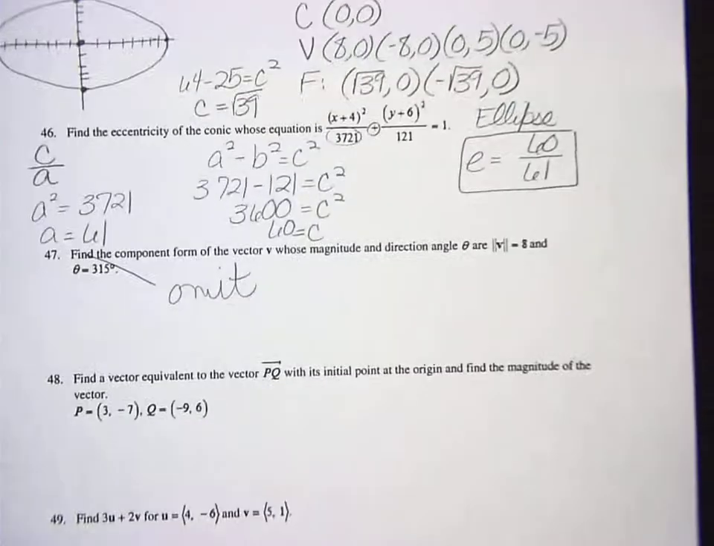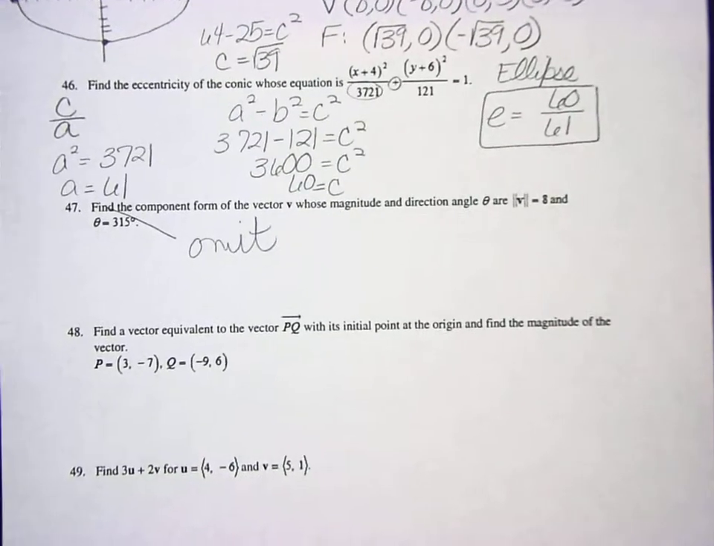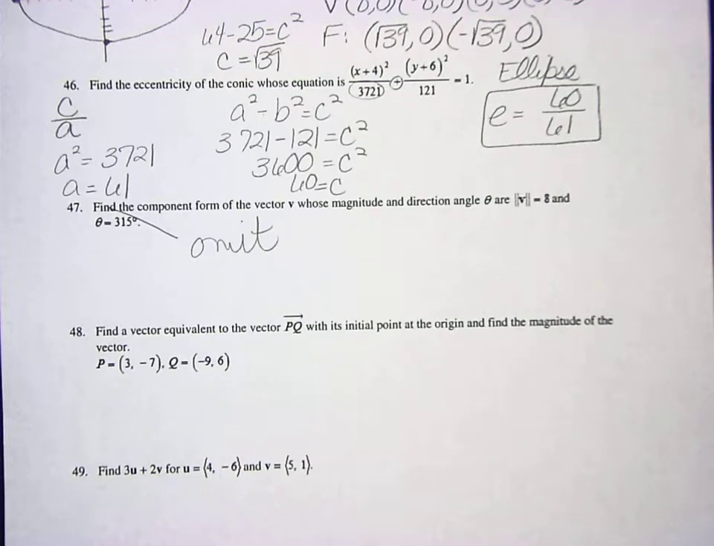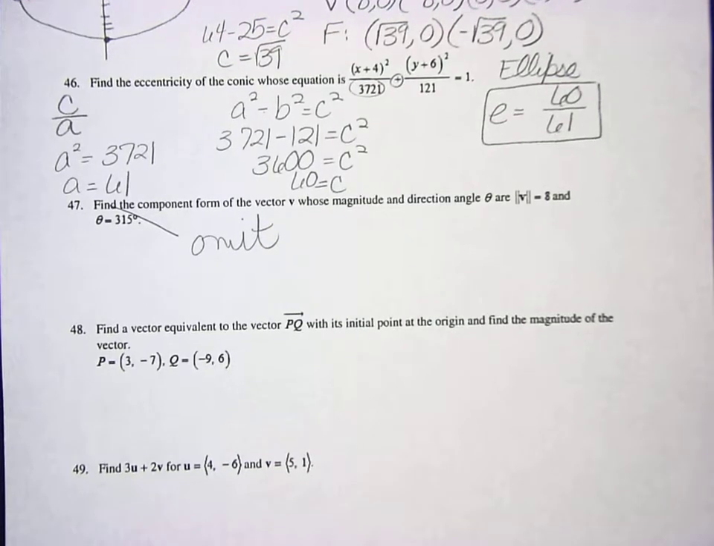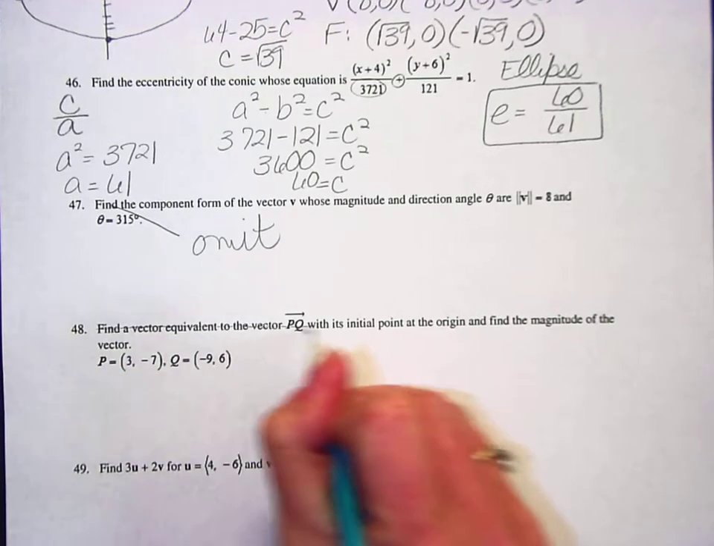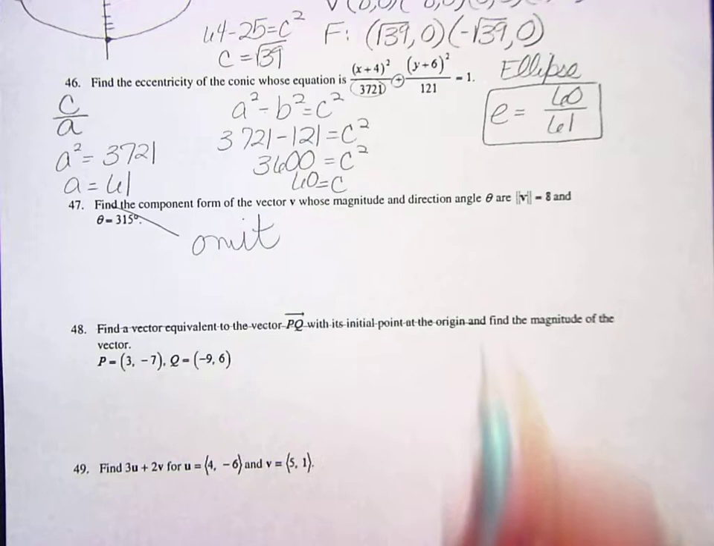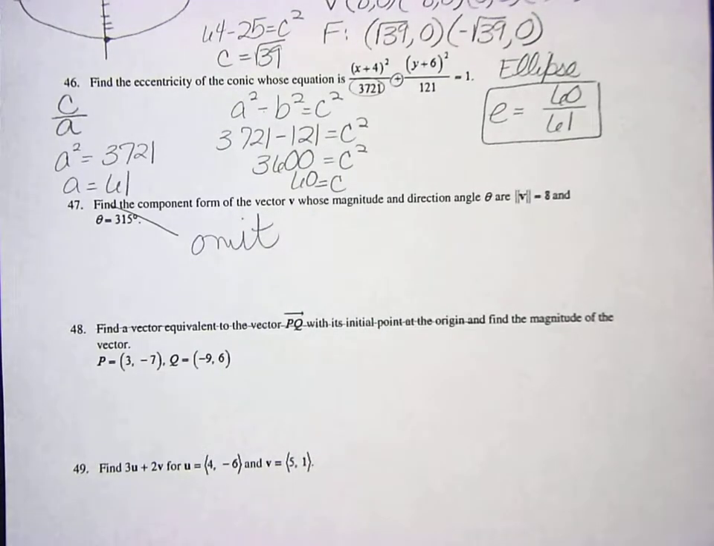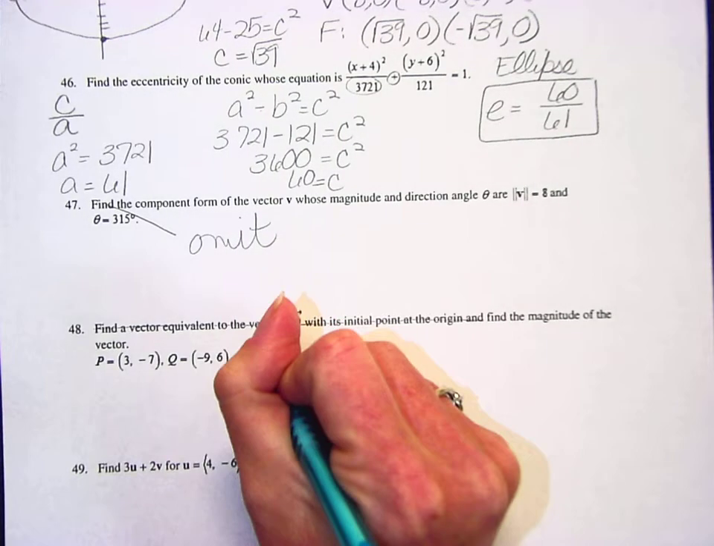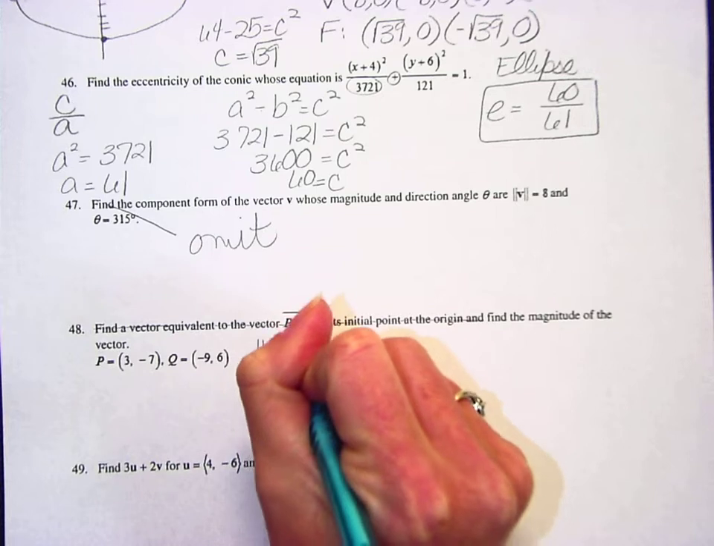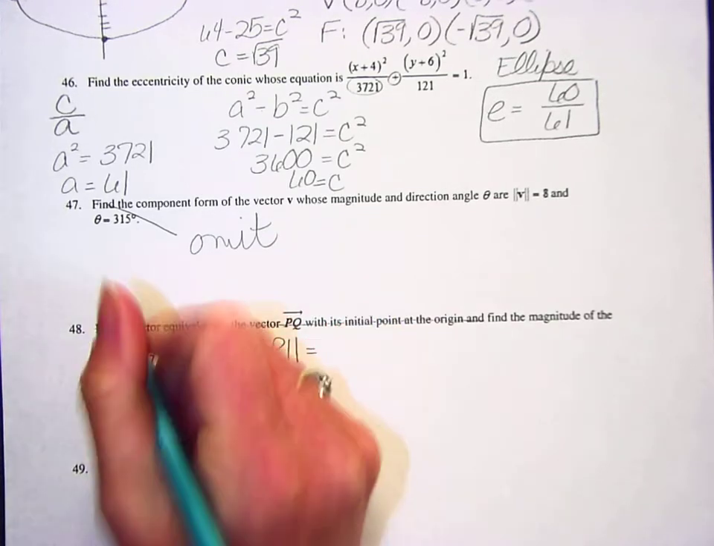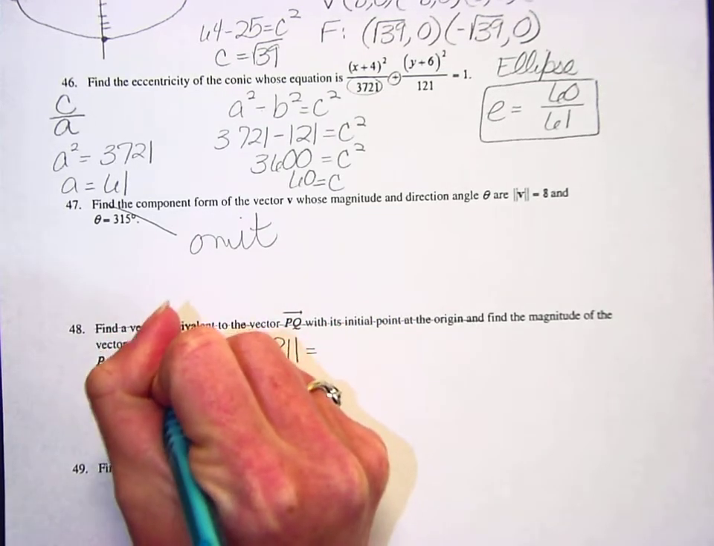All right, we're going to omit number 47. We didn't do any vectors with angles this time, so let's jump down here to 48. I'm going to find a vector equivalent to P, vector P. Actually, let's change this. Let's have it just say to find the magnitude of the vector P and the magnitude of vector Q. This will give us two good magnitude examples. So here's X and here's Y.